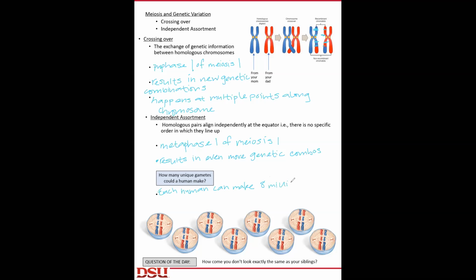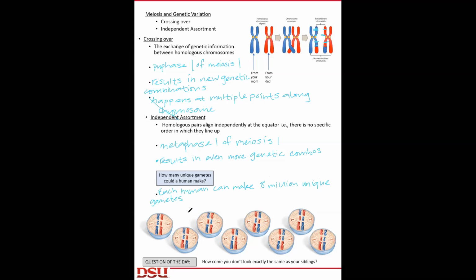Of course, you'd have to live for a really long time to achieve that, but this is what you can produce. 8 million unique gametes with their own chromosome combinations. Okay, so that right there, pretty dang amazing.